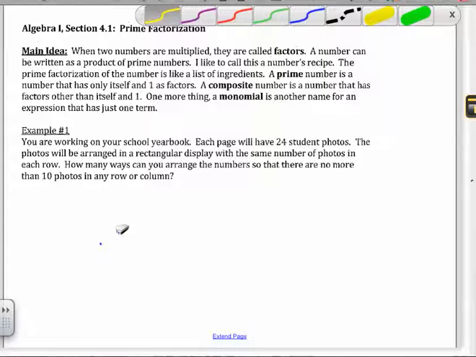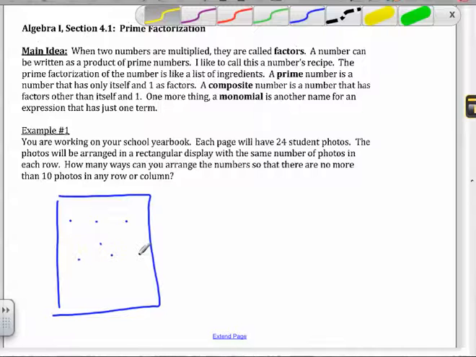And let's talk about this first problem. It says you're working on your school yearbook. Each page will have 24 student photos. The photos will be arranged in a rectangular display with the same number of photos in each row. How many ways can you arrange the numbers so that there are no more than 10 photos in any row or column?